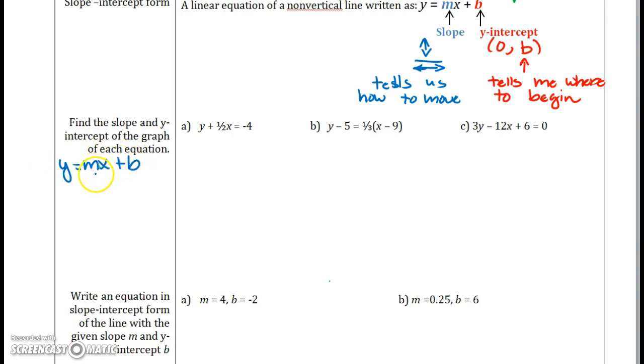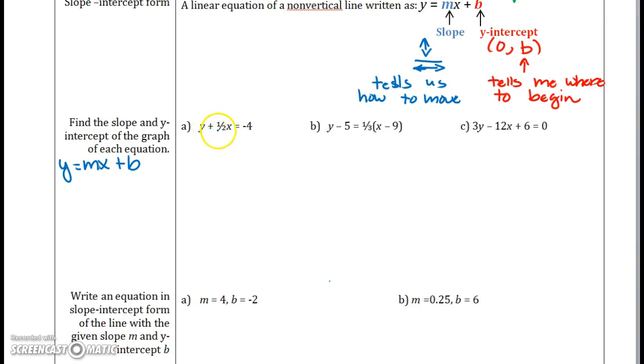M being your slope, b being your y-intercept. So looking at this first equation, I have y plus 1/2 x equals negative 4. I was just telling you, if you're looking at this, y needs to be by itself. Right now it's not. I need to get rid of this plus 1/2 x. How would we do that?